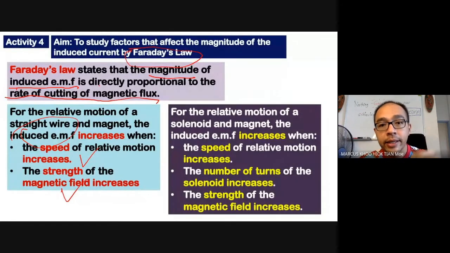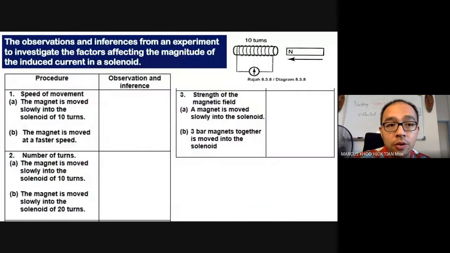Secondly, the number of turns in your solenoid. Because remember, the more turns you have, the more wires there are to cut the magnetic field. So the more turns, the bigger the induced EMF. And of course, the magnet itself. The stronger the magnet, the stronger its magnetic field, and it's going to produce a bigger EMF. Okay, so let's take a look at this.